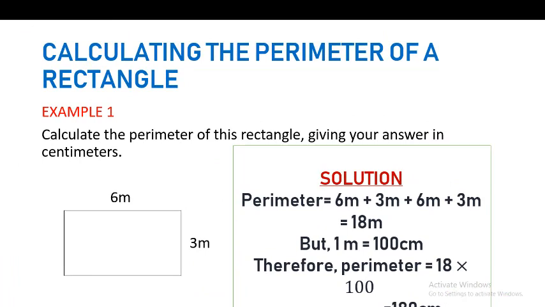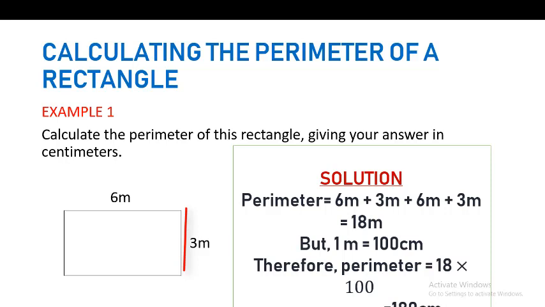Now, how do we calculate the perimeter of a rectangle? Here we have example 1. Calculate the perimeter of this rectangle, giving your answer in centimeters. So here we need to convert meters into centimeters, as we have been given dimensions of a rectangle in meters. We know that a rectangle has 4 sides, and all the lengths are the same and all the widths are the same.